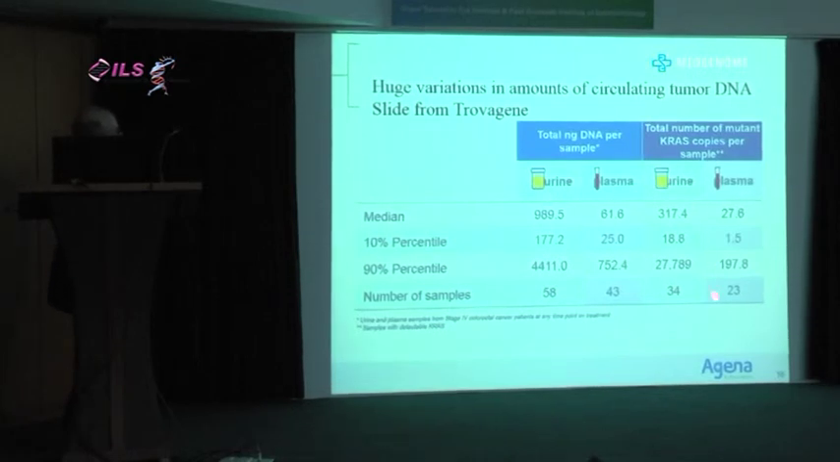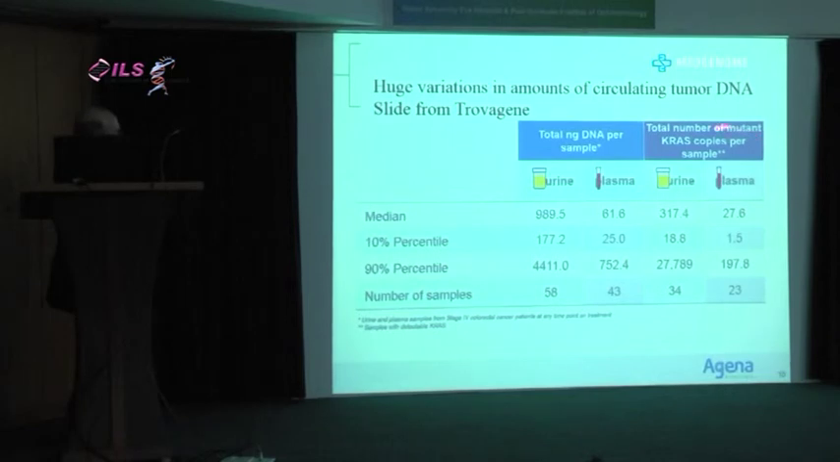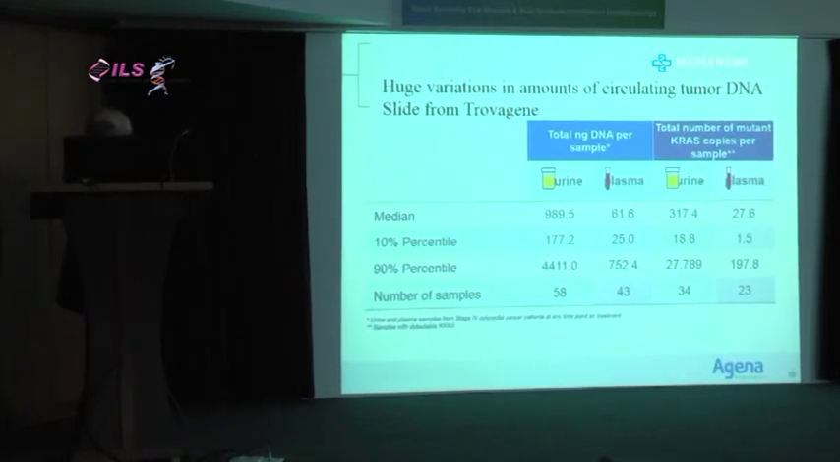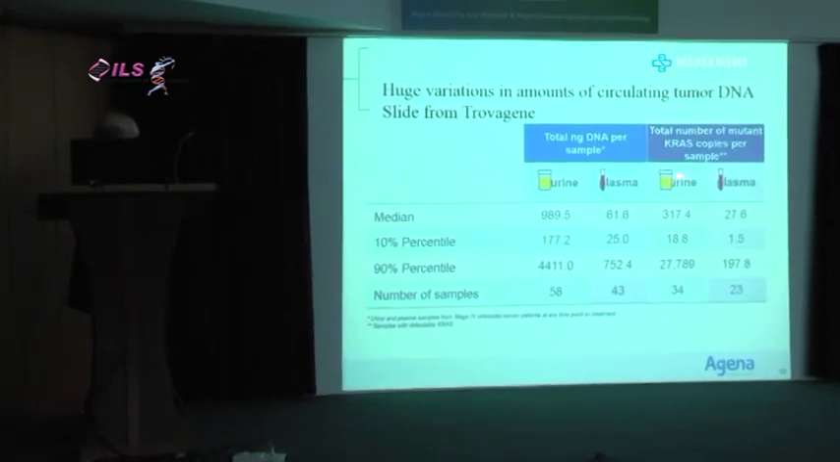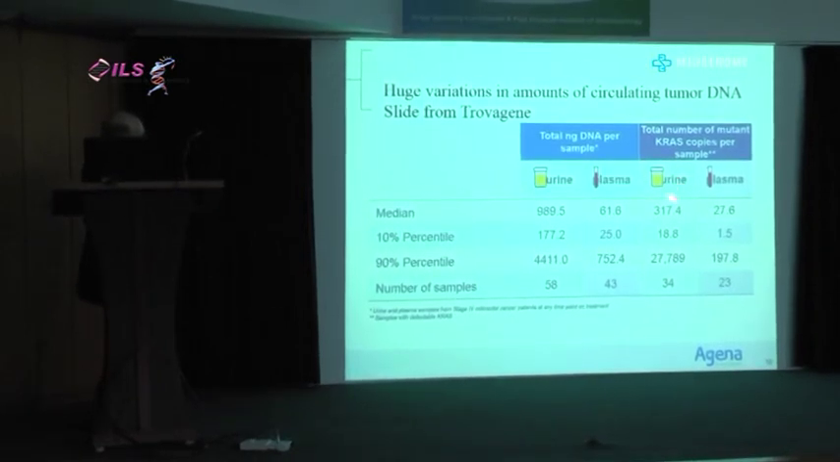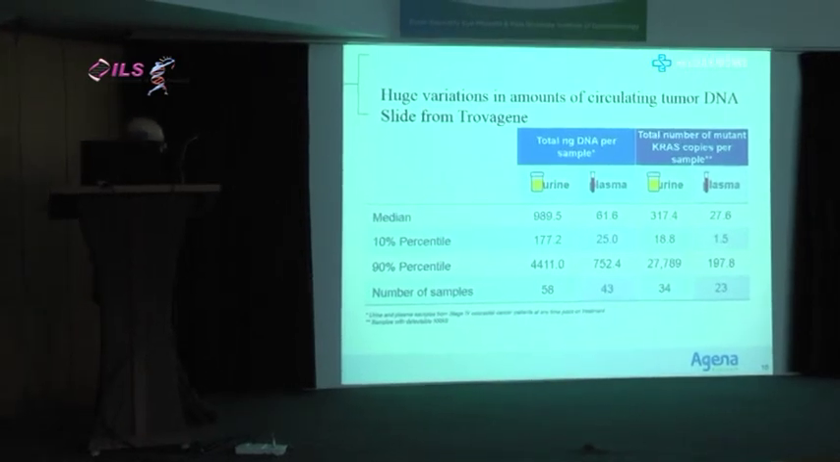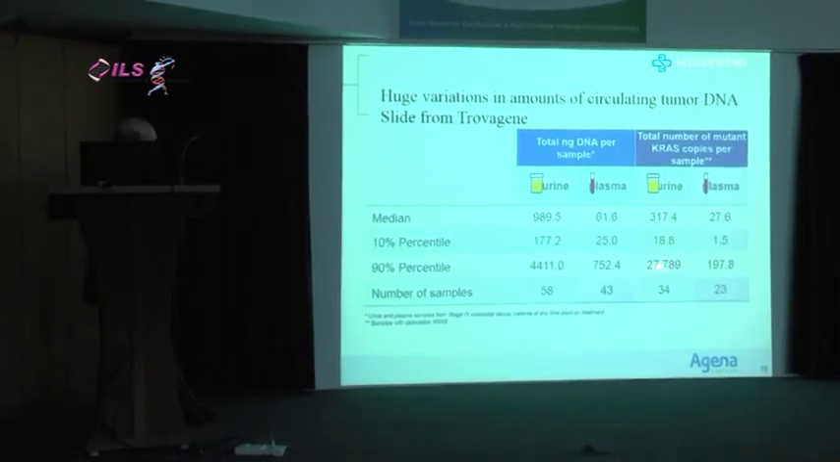Trovagene is interested in urine. I think at Agena we currently prefer plasma, although we could do urine. What's being plotted here is KRAS copies, tumor-specific mutant sequence per sample in urine, which is probably about a liter, and in plasma, which is probably a few cc's. And you can see that there are many more tumor-specific molecules in that urine sample. Of course, it's also a much bigger sample.